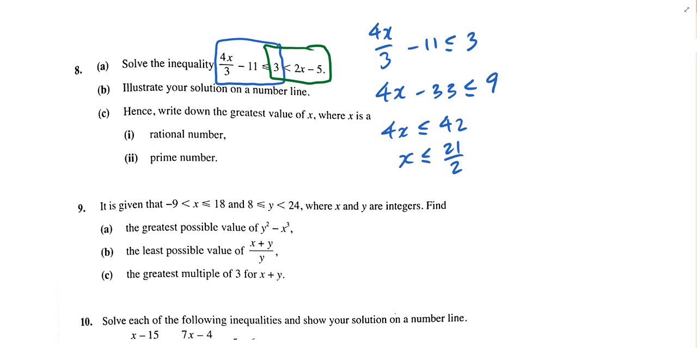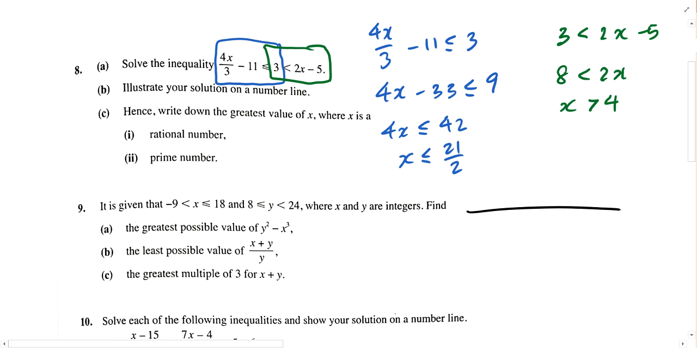Now besides fulfilling what is in blue, we also need to fulfill what was in green. So 3 is less than 2x minus 5, giving us 2x is greater than 8. So x is now greater than 4. So now we have to combine both of these together.